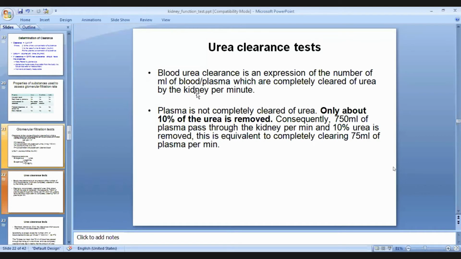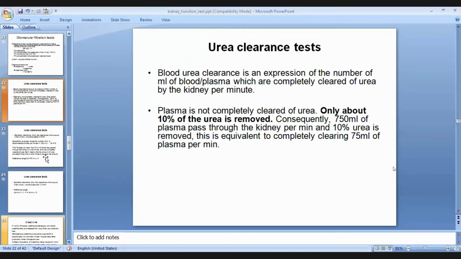So when 750 ml of plasma passes through the kidney per minute, only 10% of urea is removed from that 750 ml, and that is equal to clearing 75 ml of plasma per minute. The entering volume is 750 ml, but the kidney is able to clear 10% of the urea from that. That means among that 750 ml, 75 ml will be free from urea per minute. So urea clearance is the clearance definition you know, and the substance in this context is urea.